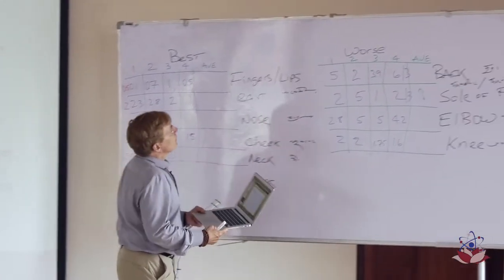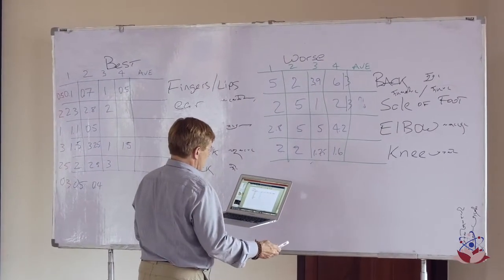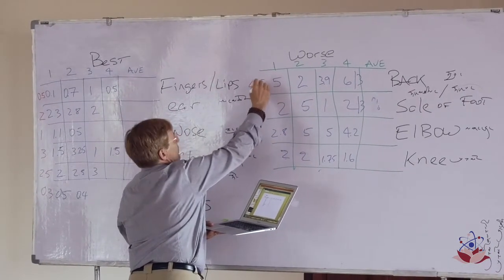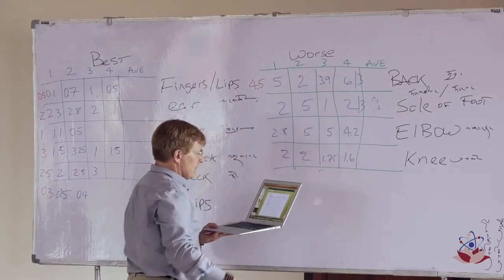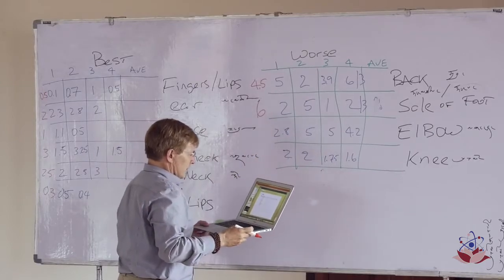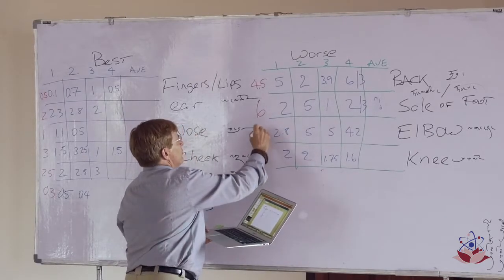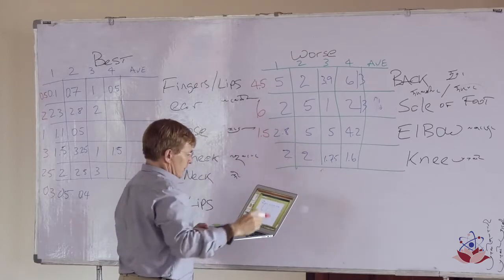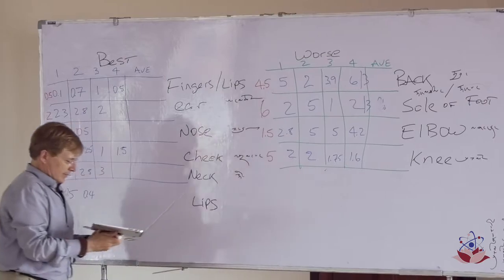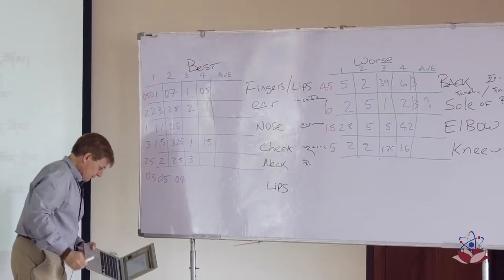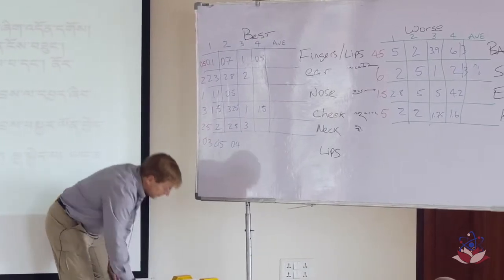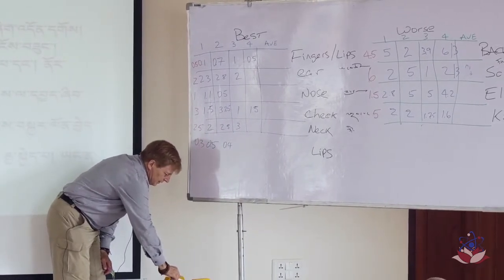Okay. For back, we had 4.5. For the bottom of the foot, we got 6. For elbow, 1.5. And for knee, 5. Monks have pretty sensitive knee.